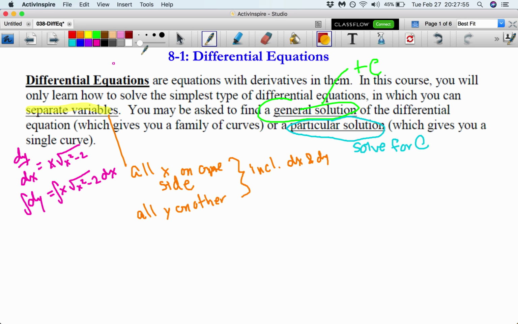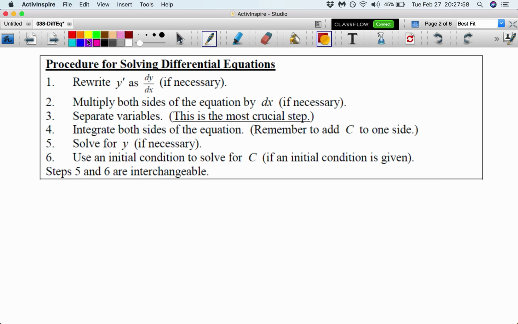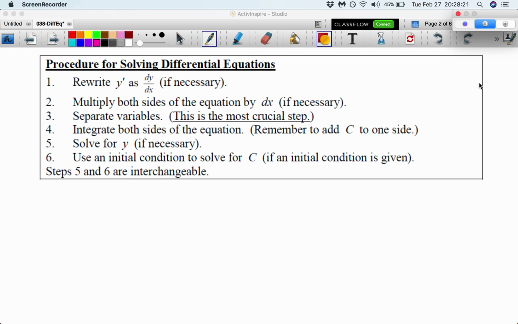All right, here we go. So how can we solve these in general? Well, I already gave you highlights, so our first step is to rewrite y prime as dy dx, if necessary. Sometimes you're already going to have dy dx, but as I've been telling you the whole course, dy dx is usually a more helpful variable for us. So then we're going to multiply both sides of the equation by dx, if necessary. Sometimes it might not be needed.